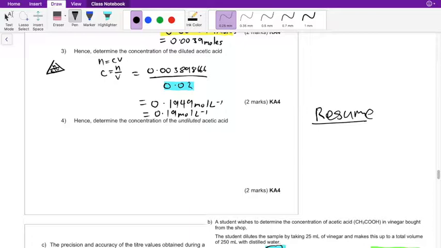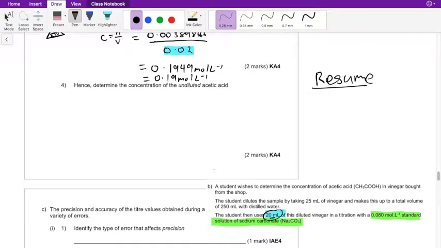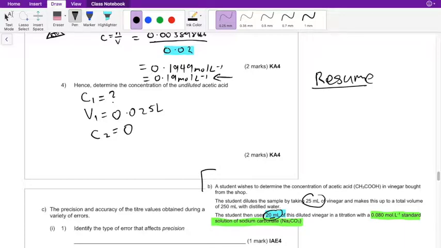Alright, so determine the concentration of undiluted acetic acid. So from my information here, which I've just copied and pasted down here, our starting concentration, we don't know. That's what we're trying to find. Our starting volume was 25 millilitres, so 0.025, as we removed 25 millilitres. Our finishing concentration, we found that our sample had a concentration of this up there. So we'll use the unrounded number for that calculation.